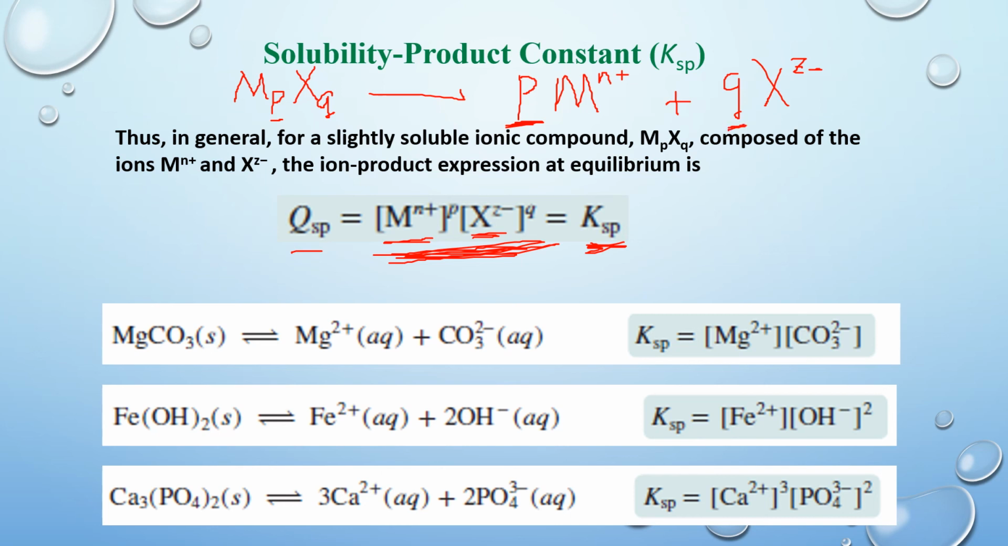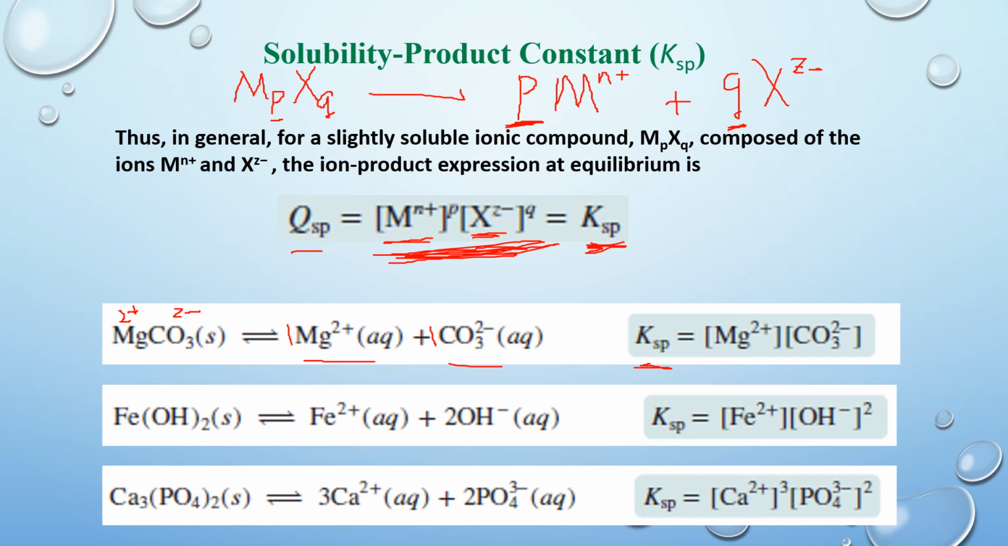So let's look at a few examples. For magnesium carbonate, magnesium is 2 plus and carbonate is 2 minus. When it dissolves, it generates magnesium 2 plus and carbonate 2 minus. So the solubility constant Ksp is equal to the magnesium 2 plus concentration times the carbonate concentration. In this case, because the coefficients for both of them are equal to 1, we can ignore the coefficient here.